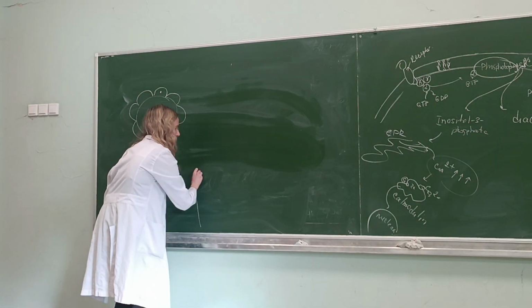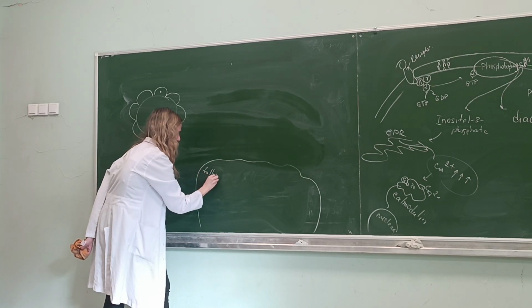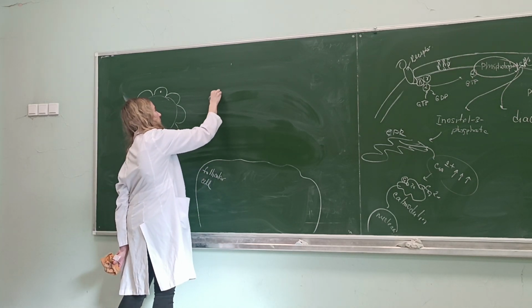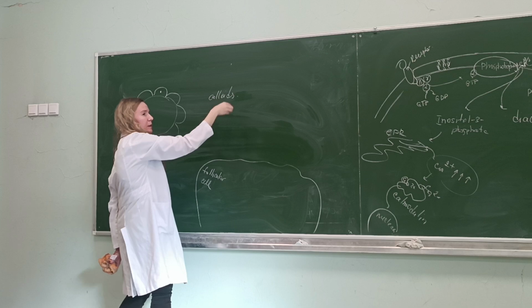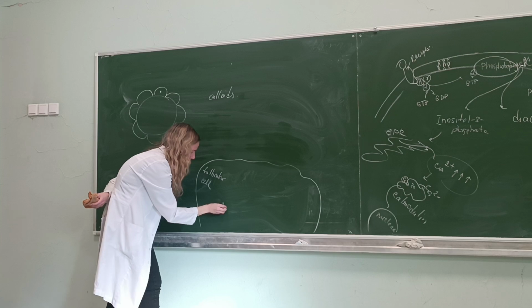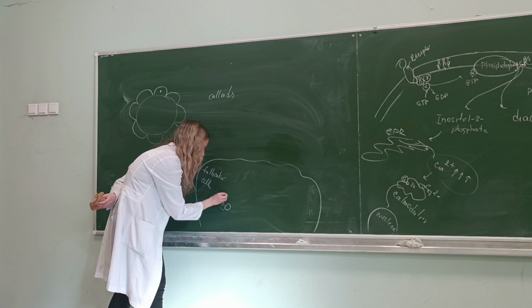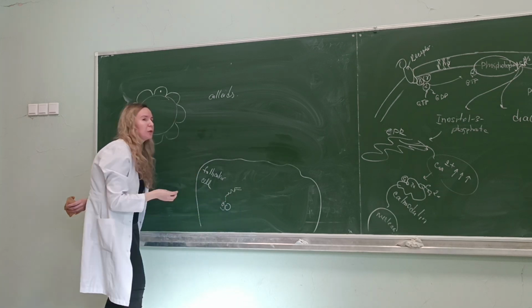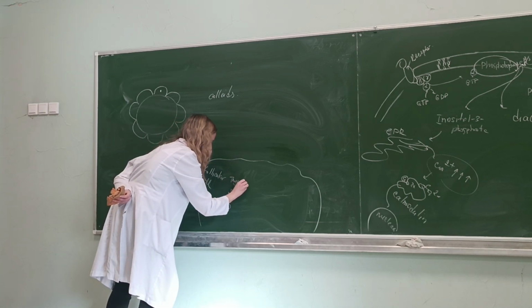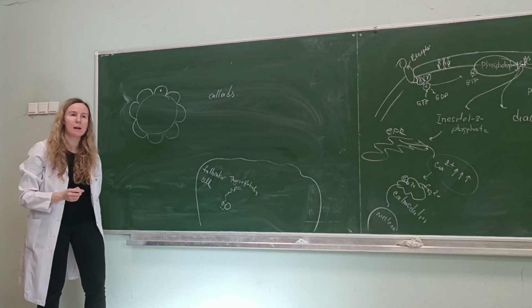Now let's enlarge our picture. So it will be the follicular cell, and it will be the colloid, the liquid inside of the bubble. So in the follicular cell, we have ribosomes, and on ribosomes, we will synthesize a specific protein called thyroglobulin.